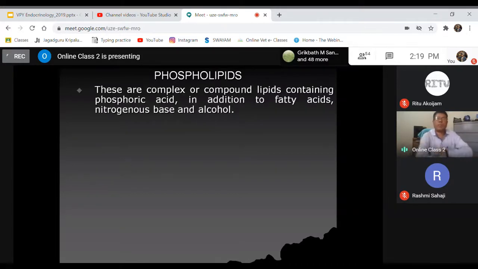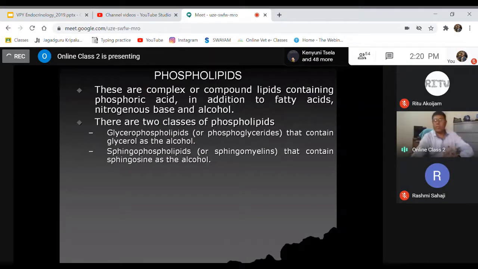Okay, so these are the complex or compound lipids containing phosphoric acid in addition to the fatty acids, nitrogenous base, and the alcohol. This group of compounds contains the fatty acids, then the alcohol, and in addition to that, it has a phosphoric acid, and sometimes it also has the nitrogenous base. So here the additional group present is the phosphoric acid and the nitrogenous bases. There are two classes of the phospholipids.